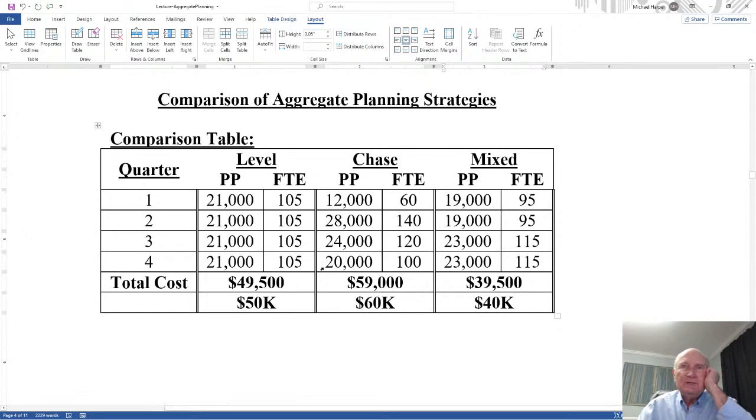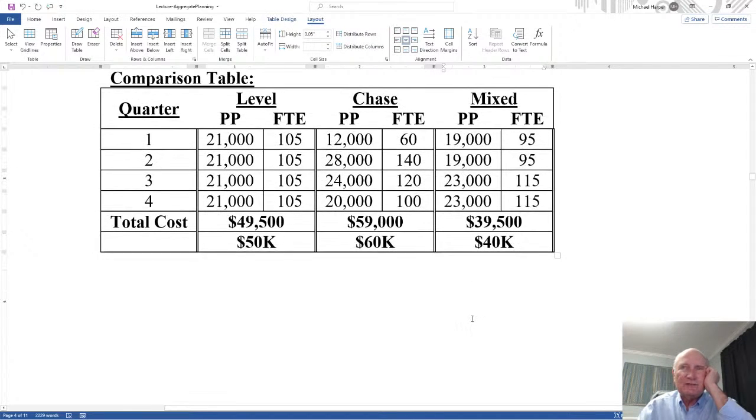Okay. Just for illustrative purposes. Remember, this is the same operation, same people, same everything. You're just running it differently. You're just managing it differently. Level is 50,000. Chase is 60,000. This arbitrary mixed was 40,000.